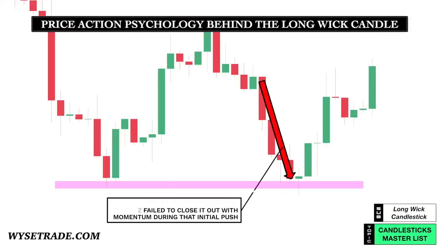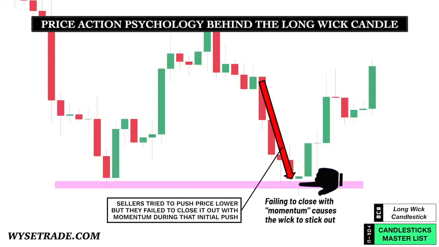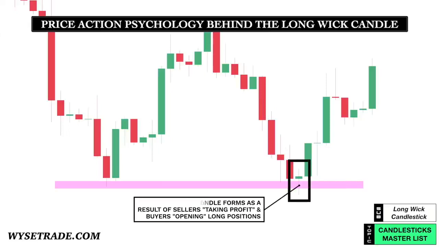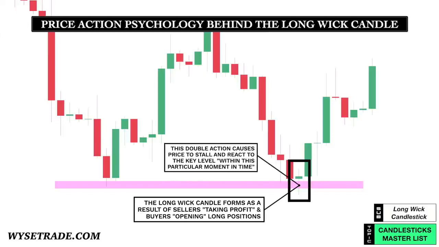Sellers tried to push price lower, but they failed to close it out with momentum during that initial push, causing the wick to stick out. The long wick candle forms through a combination of sellers taking profit at the key level, as well as buyers stepping in and opening new long positions at the level.